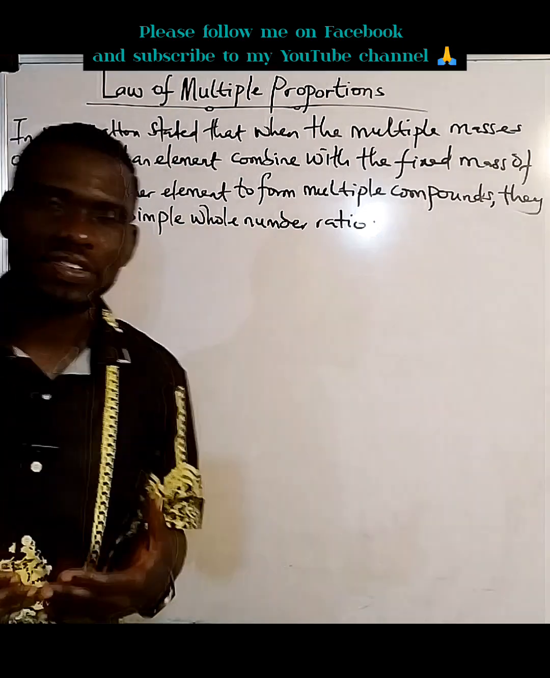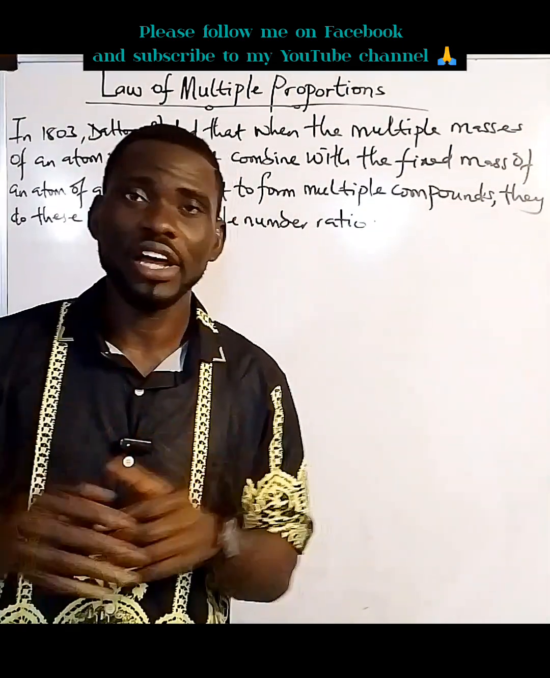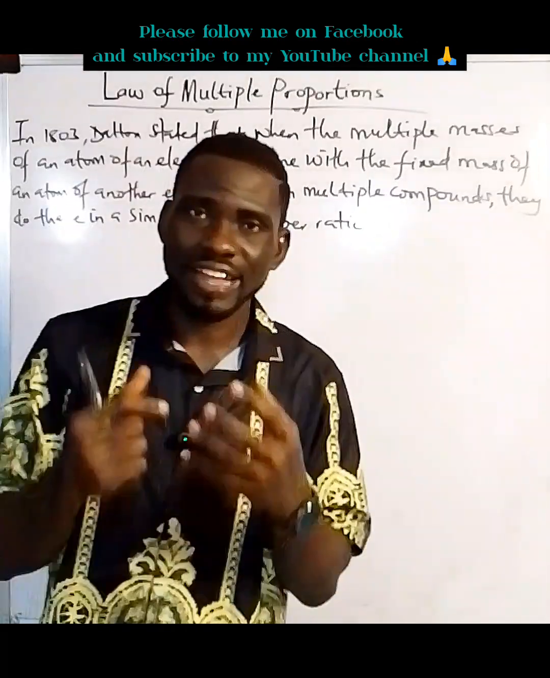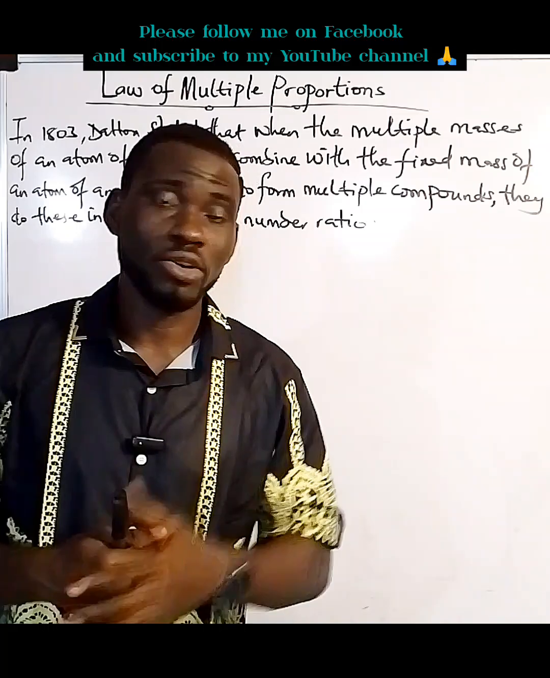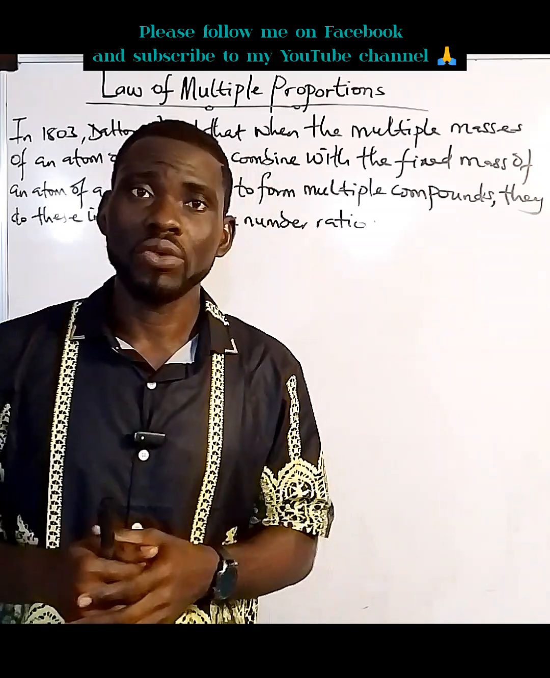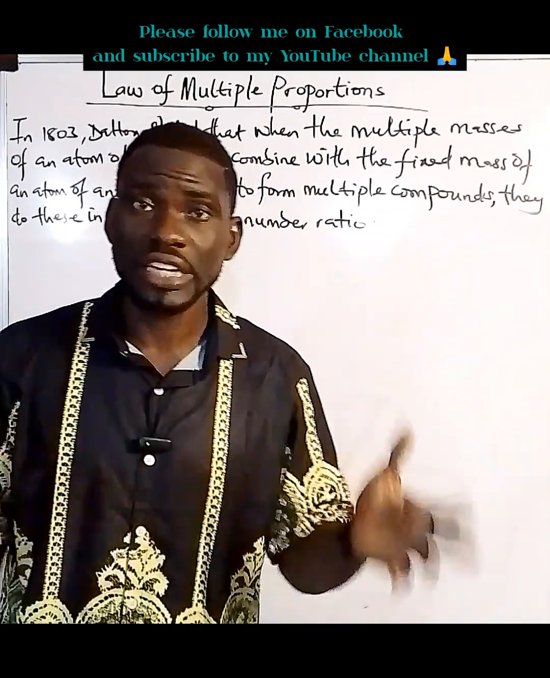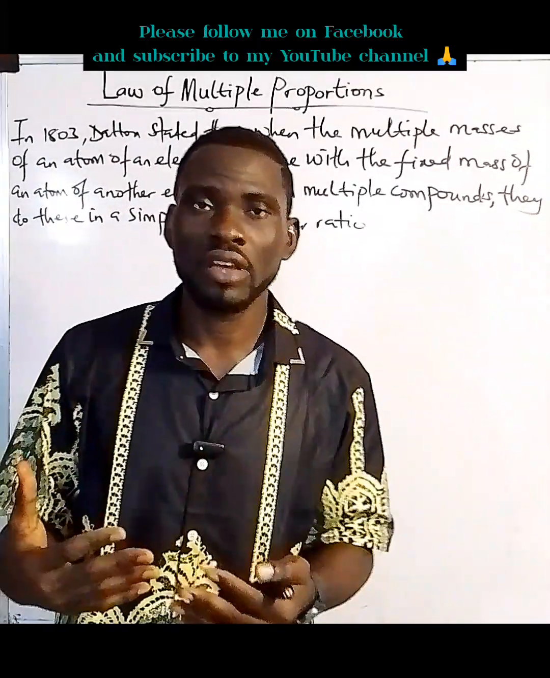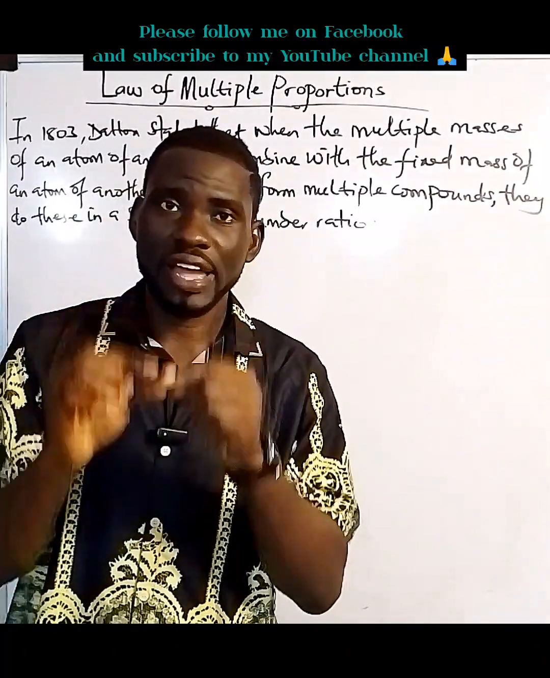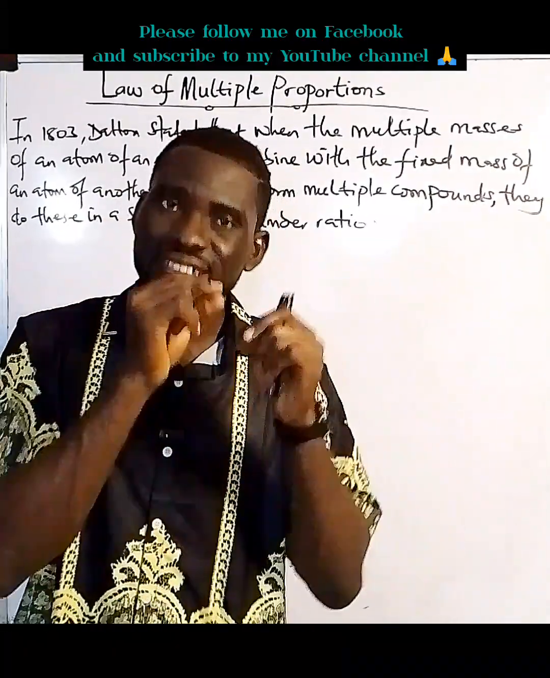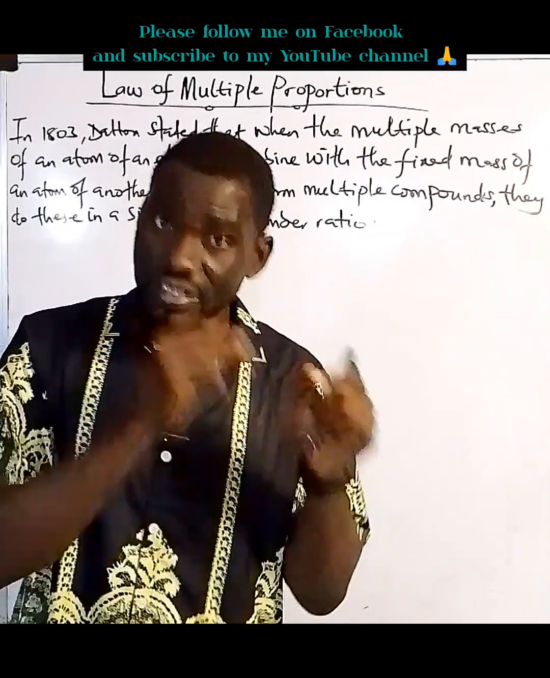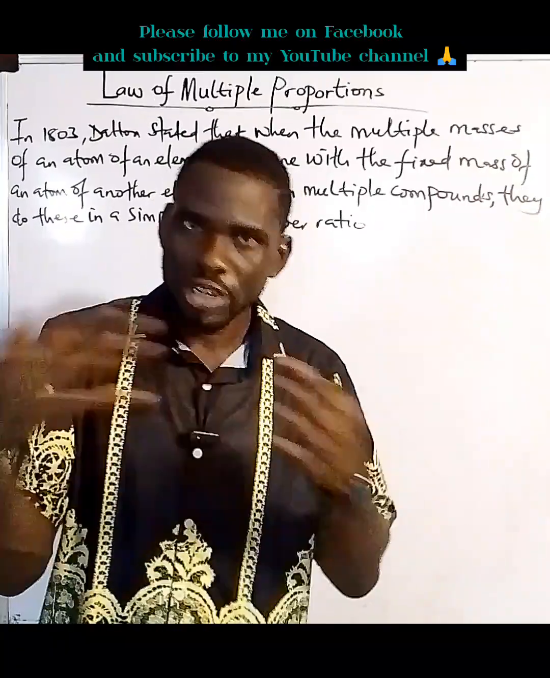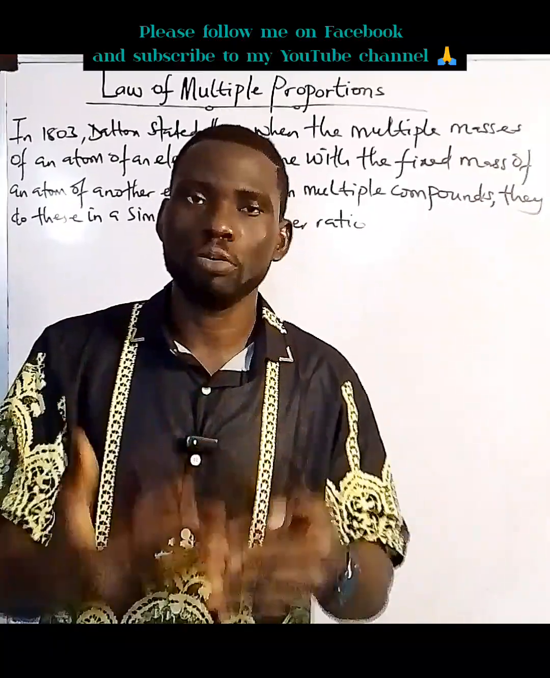Now, according to John Dalton, after all the works he carried out, he was able to come to the conclusion from his observation that provided we have an atom of an element, let me say elements like copper, carbon, and even lead, with multiple oxidation numbers, each time this element combines with another element with a fixed mass, this combination happens in a simple whole number ratio format. That's according to John Dalton.